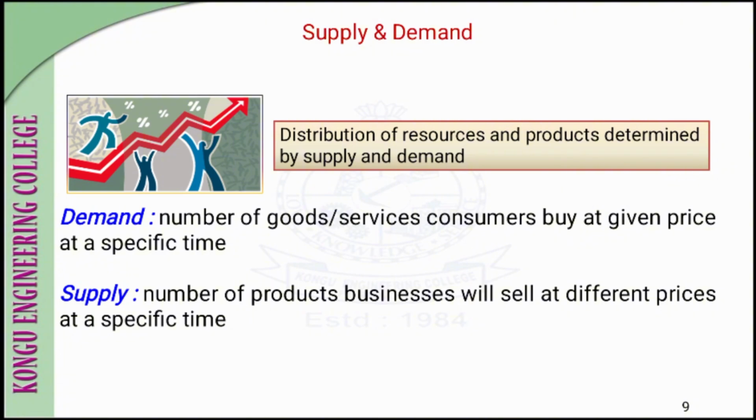Suppose you want to build a luxury house, or you want to buy a luxury car, so you are willing to buy a product at a given time, at a given price. That is the meaning of demand. When demand increases, you have high demand, and the prices also increase. And supply is the number of products businesses will sell at different prices at a specific time. That is the meaning of supply.